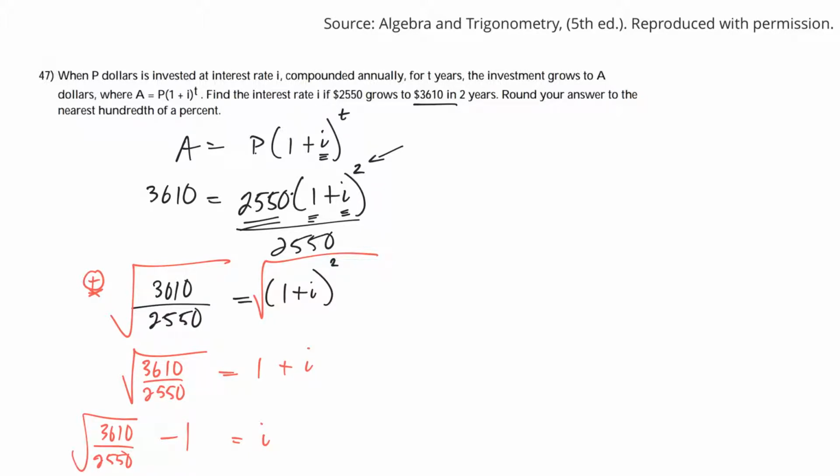So let's see what that comes out to. So 3610 divided by 2550, and then I have to take the square root of that. How do I do that on this calculator? Oh, right there. Square root of my answer. Okay, and then I subtract 1. So the I comes out to 0.19, rounded to the hundredth, so 2 decimal places, 0.19.